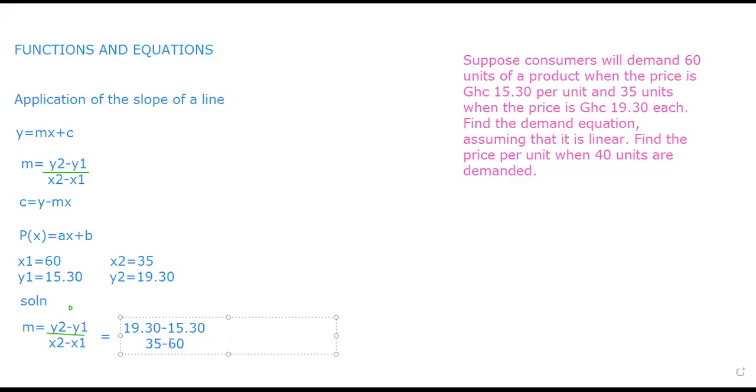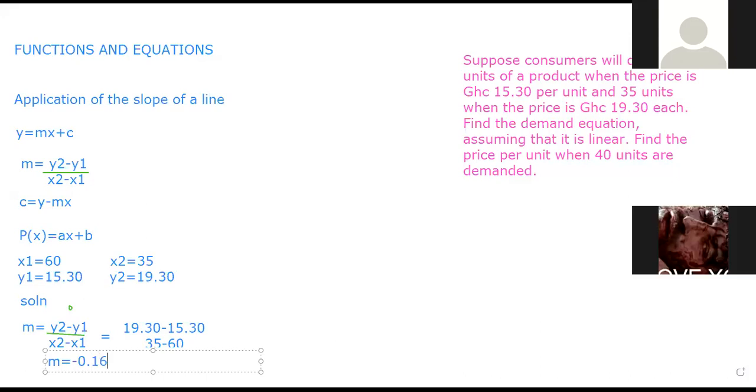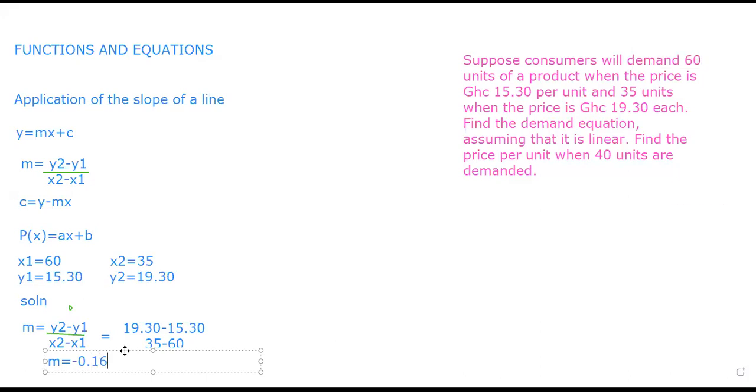And what do we get? 4 over negative 25. So give it to me in decimals. Negative 0.16. So that is our M. Our M is equal to negative 0.16. Okay, that is our M.